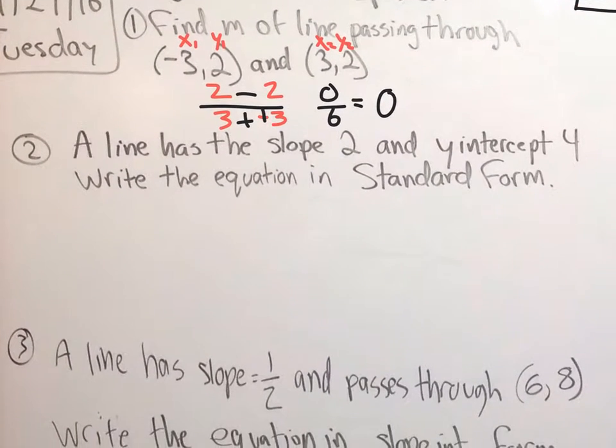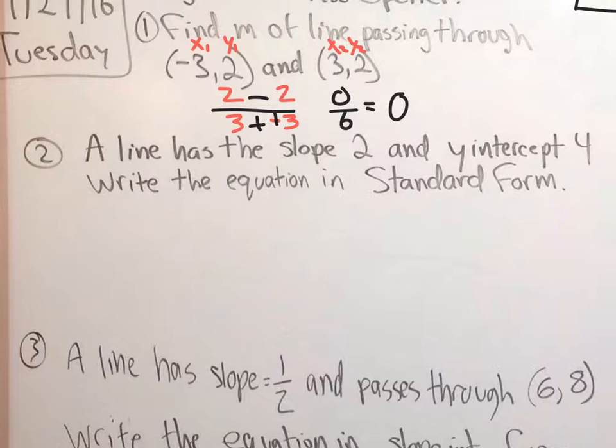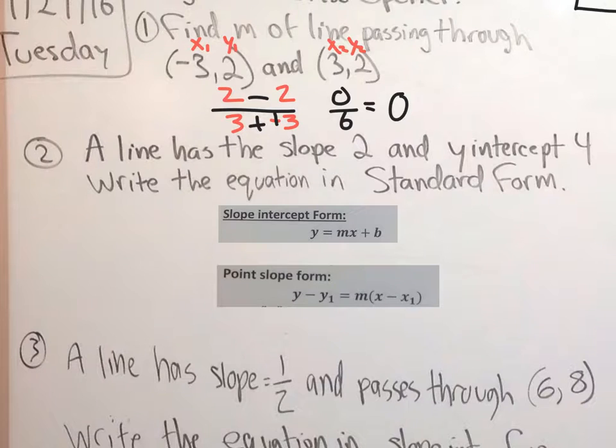Number 2, it says a line has the slope 2 and the y-intercept of 4. Write the equation in standard form. Well, yesterday we learned about the two forms, slope-intercept form and point-slope form. So we have our two forms right here, and we even already know from last week's standard form, which is what they actually want us to write it in. However, what we need to do is recognize what they give us. That way we know what form to use when we start writing our equation.